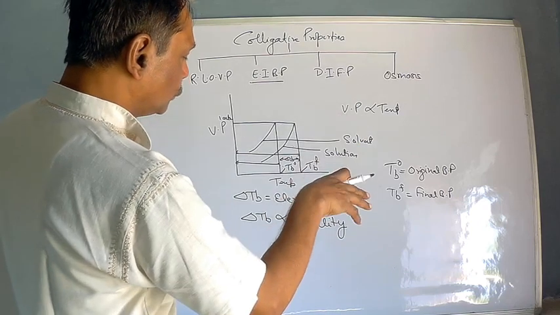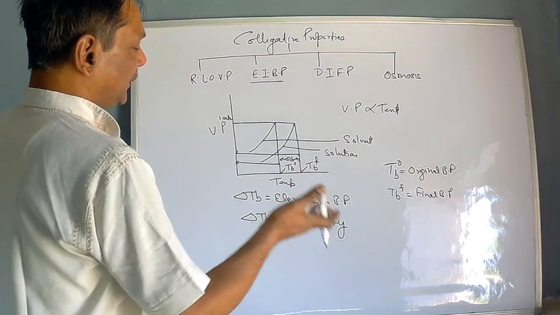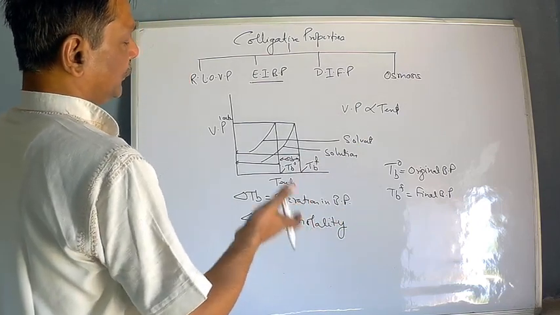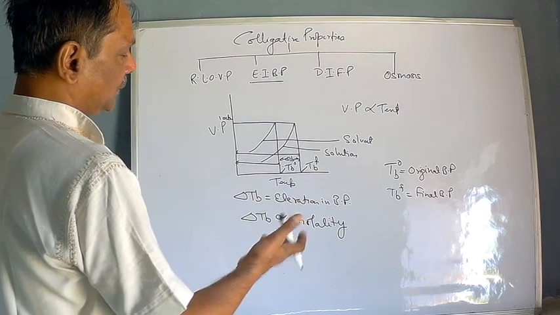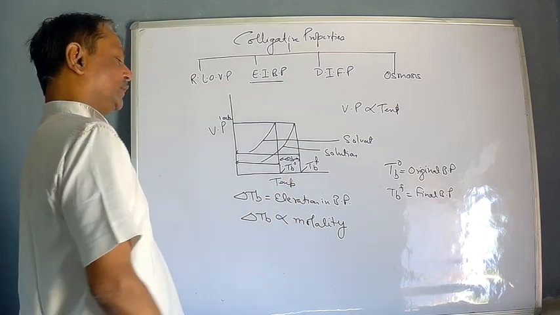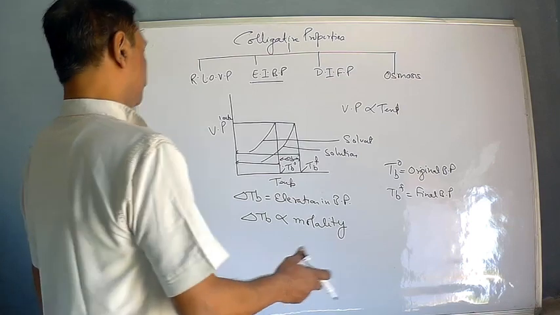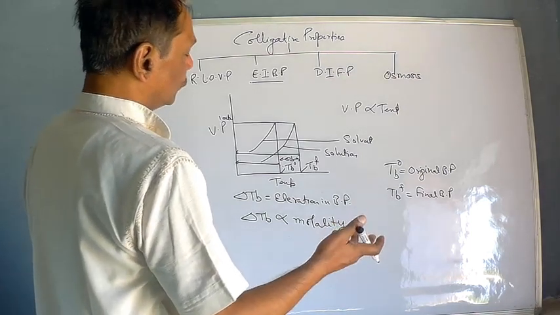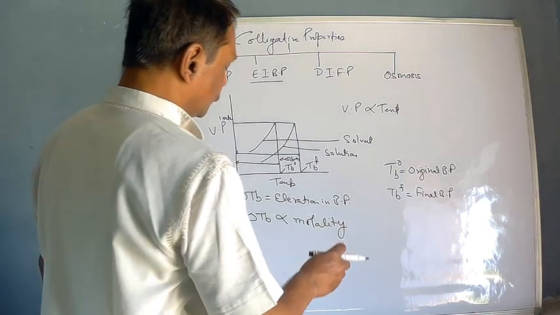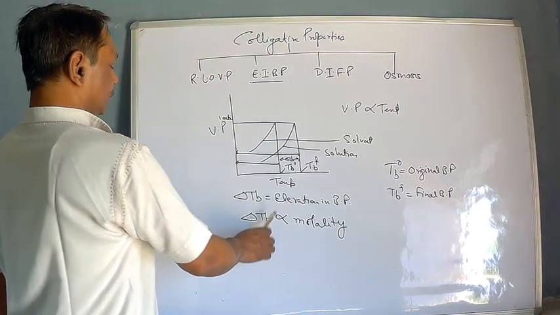The more solute added, the more solute particles will be on the surface of the liquid, and you all know vapor pressure depends on the surface area. Since the surface area available decreases, the boiling point will be elevated more and more. So the more solute added, the more the elevation in boiling point.